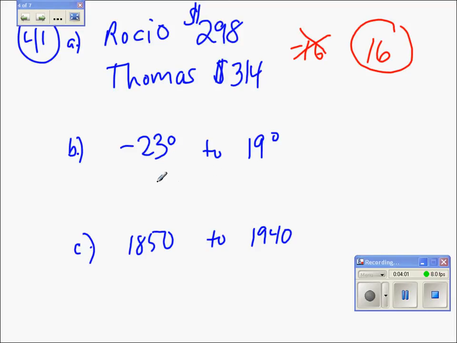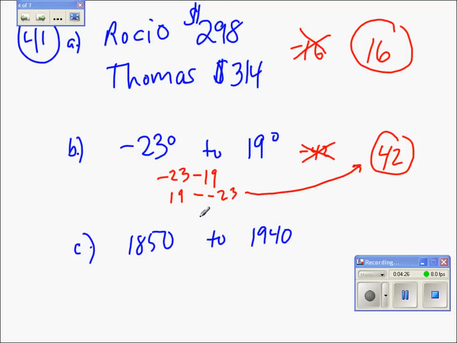Negative 23 to 19, if we do negative 23 minus 19 to find the difference, we will get negative 42. And again, the difference between them is not a negative value, but a positive one, 42. Okay? If, by the way, you did it the other way, you'd get 19 minus negative 23, and you'd end up with positive 42 anyway, so this way would get you right to the positive answer. So you should be picking up this idea, I hope, of absolute value. Part C, 1850 is the number of students in one high school, and oh, I just realized I wrote it down wrong.